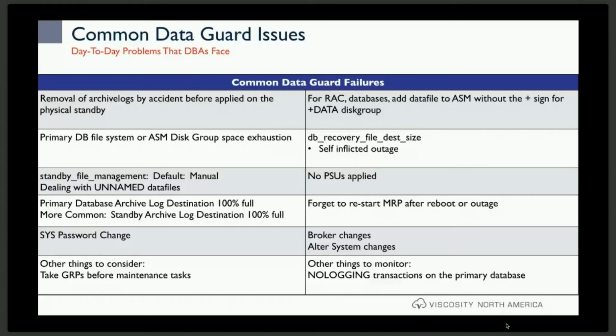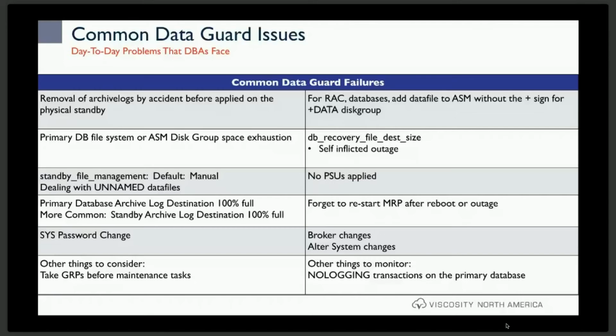Also, it's very common for us to still see today that they have not applied any PSUs. Okay, so from a Data Guard success perspective, especially if you're dealing with high transactional volumes, make sure that you have PSUs applied. Obviously, archive log destination being 100% full is an issue, but a lot of people don't check the standby site, right? And so make sure on the standby site that you are also monitoring the archive destination as well.